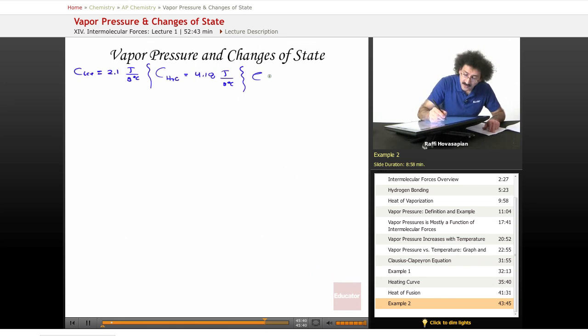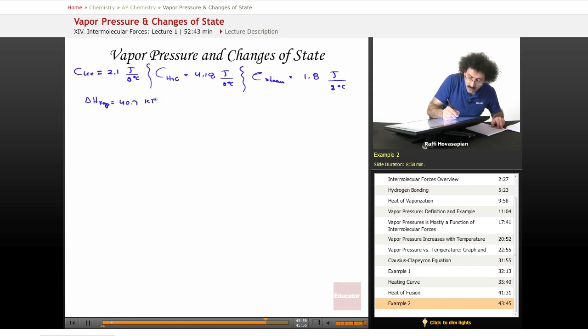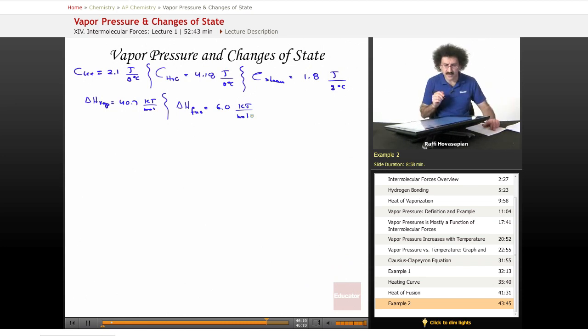And as it turns out, the heat capacity of steam is 1.8 joules per gram per degree Celsius. The heat of vaporization of water is equal to 40.7 kilojoules per mole. And our last bit of information, the heat of fusion of water is equal to 6.0 kilojoules per mole. This was actually kind of a surprise to me. 6 kilojoules doesn't seem like very much, but 6,000 joules is still kind of a lot.